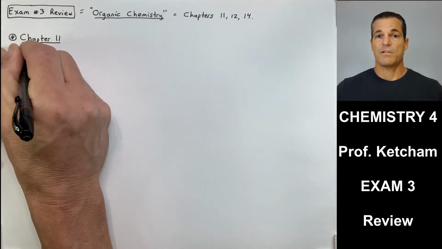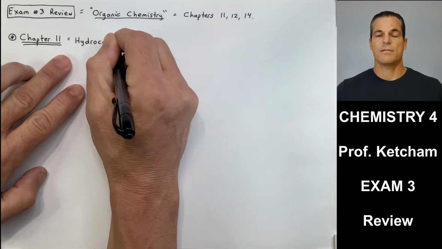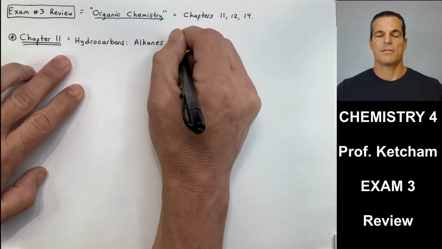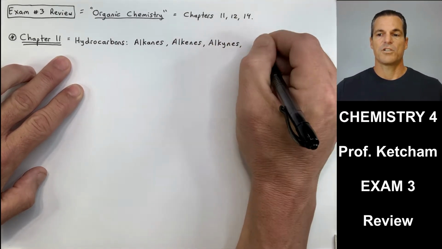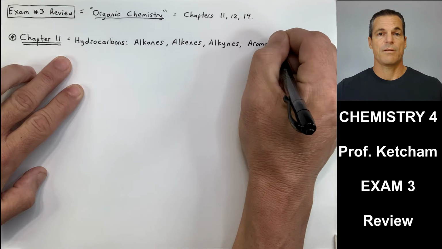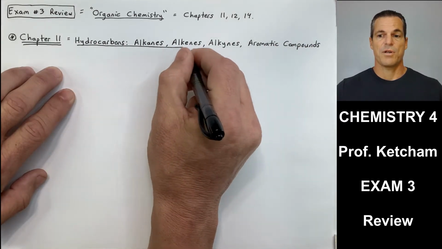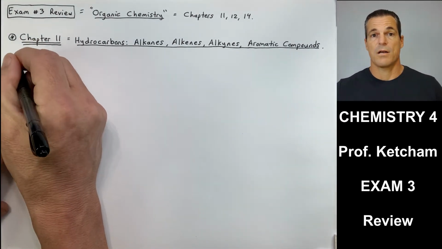So chapter 11 is first. Chapter 11 covers alkanes, alkenes, alkynes, cycloalkanes, cis-trans isomers, addition reactions of alkenes, right? Halogenation, hydrogenation, and hydration reactions. And also at the end, we talk about aromatic compounds.